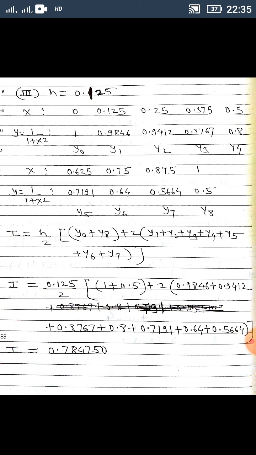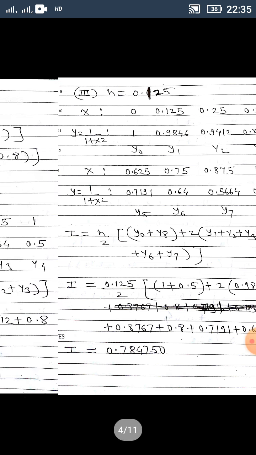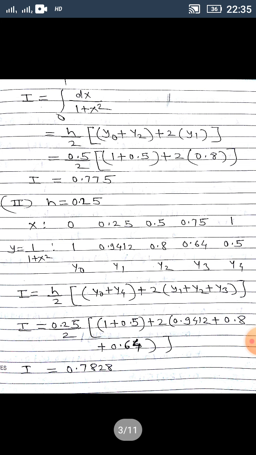So substitute the values: h is equal to 0.125 divided by 2, y0 is 1, y8 is 0.5, plus 2 times y1 0.9846 plus y2 0.9412 plus y3 0.8767 plus y4 0.8 plus y5 0.7191 plus y6 0.64 plus y7 0.5664. All values we substituted. If we simplify, the value comes as 0.784750. For 3h we get 3 integration values.